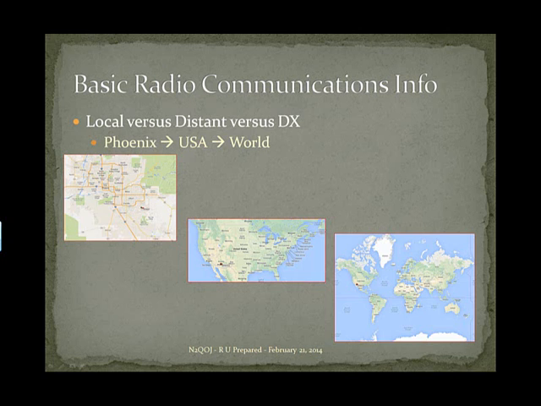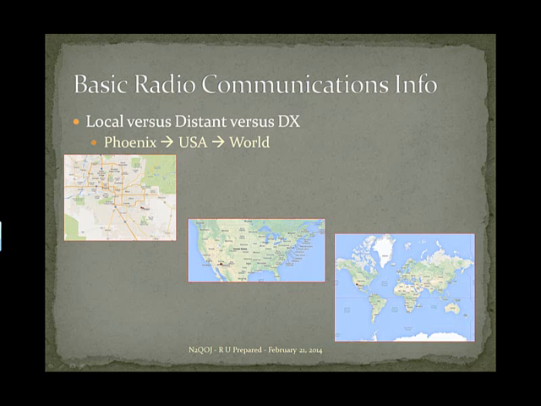That could be regional, say the Southwest. You could be talking to another state. Basically, any across the country, we're talking about distant. Once you leave the boundaries of the United States, that's what we're calling distant stations, DX, and that really references being out of the boundaries of the country. So DX would be anywhere outside the U.S. worldwide. That would also be Mexico, Canada.